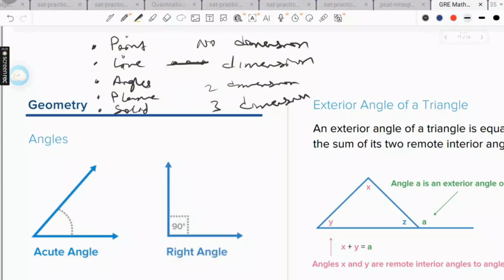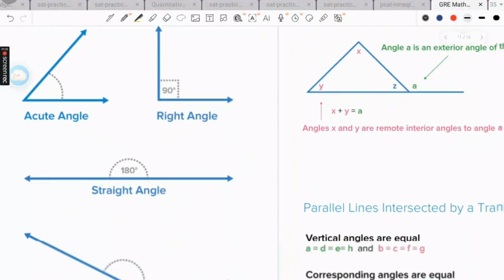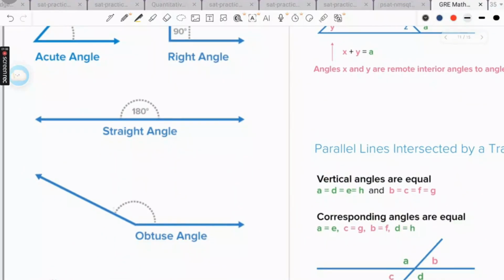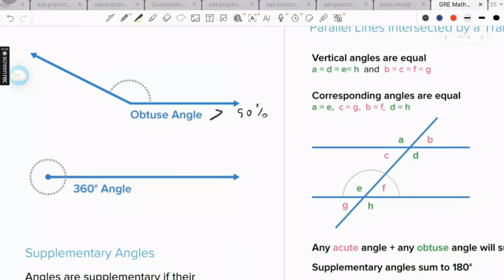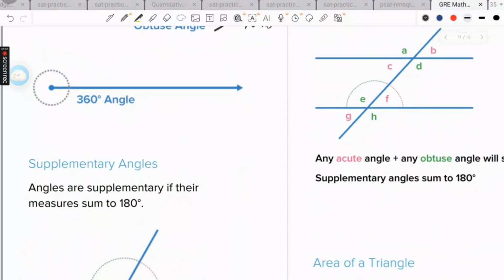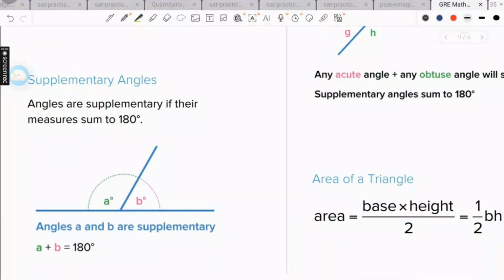So here are the angles, acute angles. What is not defined here is that this acute angle is less than a right angle. Right angle means 90 degrees, and an acute angle is an angle that is less than 90 degrees. Angle on a straight line is 180 degrees. An obtuse angle is an angle that is greater than 90 degrees but less than 180. Angle on a point or angle on a circle is 360 degrees. Supplementary angles add up to 180 degrees.